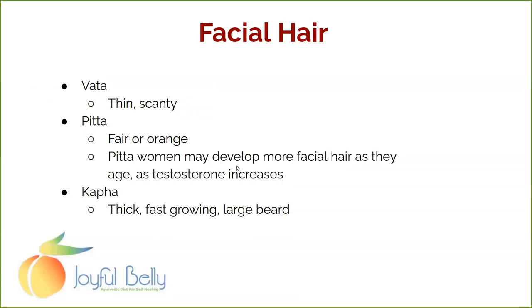Vata people have thin, scanty facial hair. Pitta people, their facial hair may be fair or orange. Pitta people sometimes have red hair too. Not to say that any of the doshas can't have red hair, but these are just tendencies. Okay? Pitta women may develop more facial hair as they age because testosterone increases. And Kapha has a thick, fast-growing, large beard.